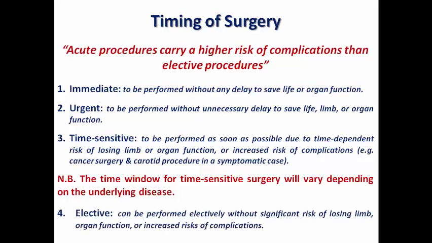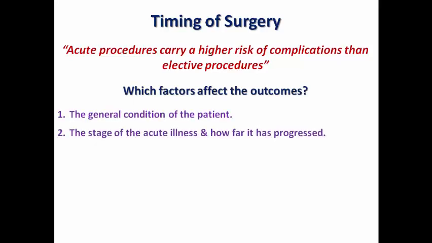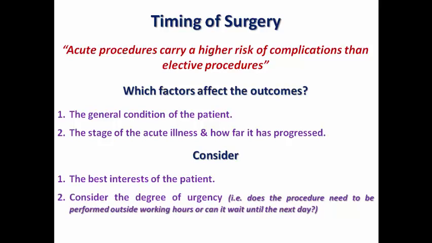And last, the elective surgery, which has no urgency and no risk of losing limb, organ function, or risk of complications. So if we ask ourselves which factors affect the outcomes after surgery, of course, the general condition of the patient plus the stage of the acute illness and how far it has progressed. And please consider the best interest of the patient and consider the degree of urgency in order to decide whether we can wait or we need to proceed as soon as possible.